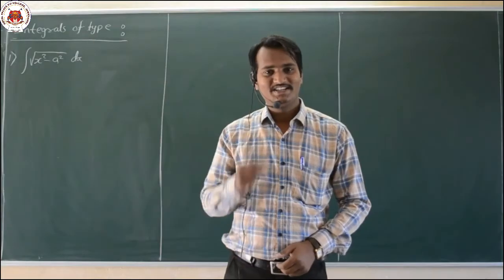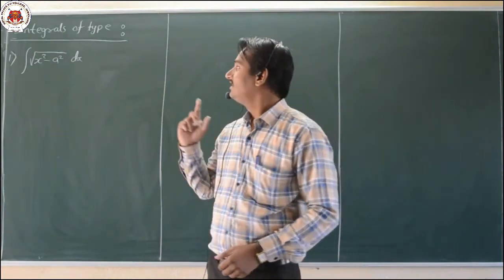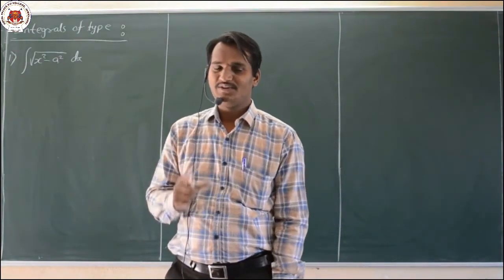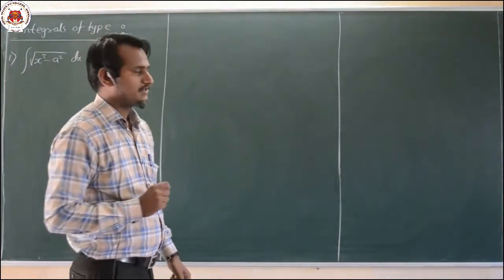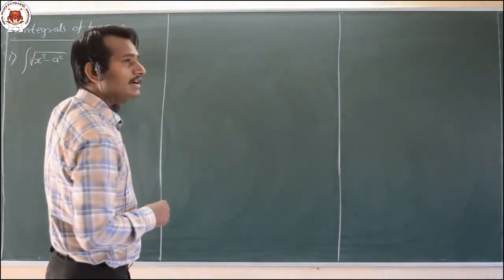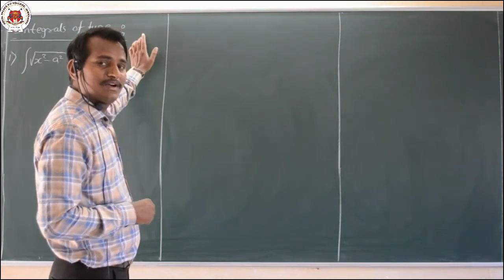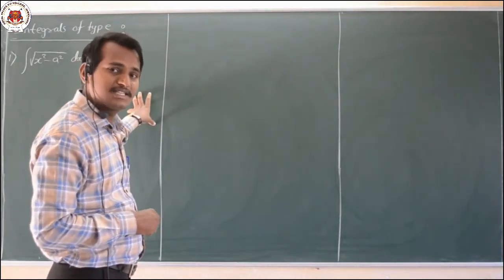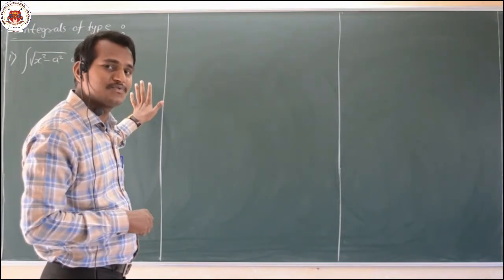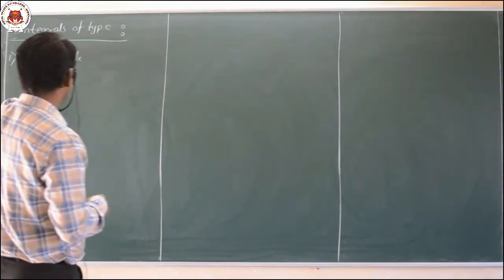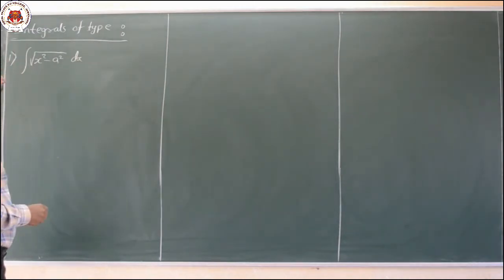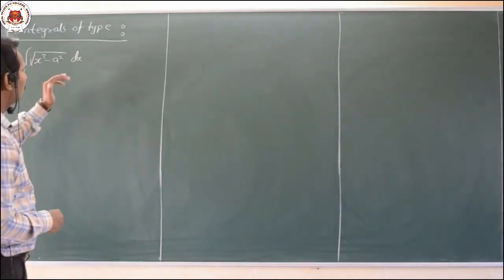Now let us continue with the next type, that is integrals of some standard types. Already, in integration of some particular functions, we had seen integration of 1 divided by 1 plus x square, 1 divided by x square minus a square, 1 divided by root of a square plus x square; all these 6 types we have discussed. Now, the remaining 3 we shall discuss here. The first one is integration of root of x square minus a square. How do we have to solve it?